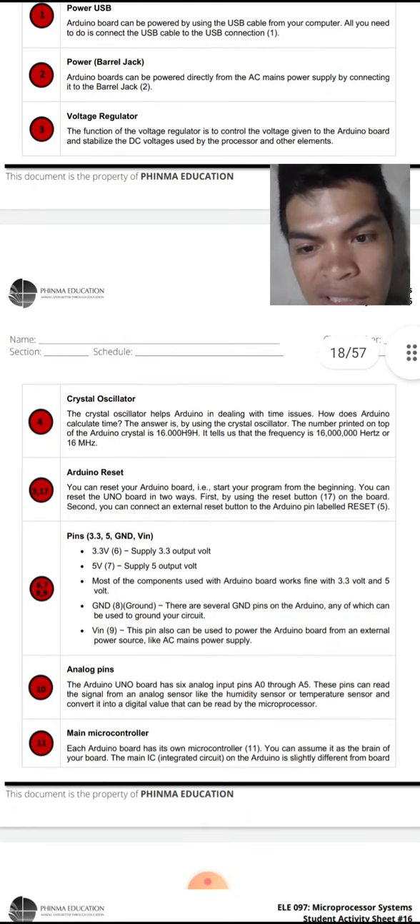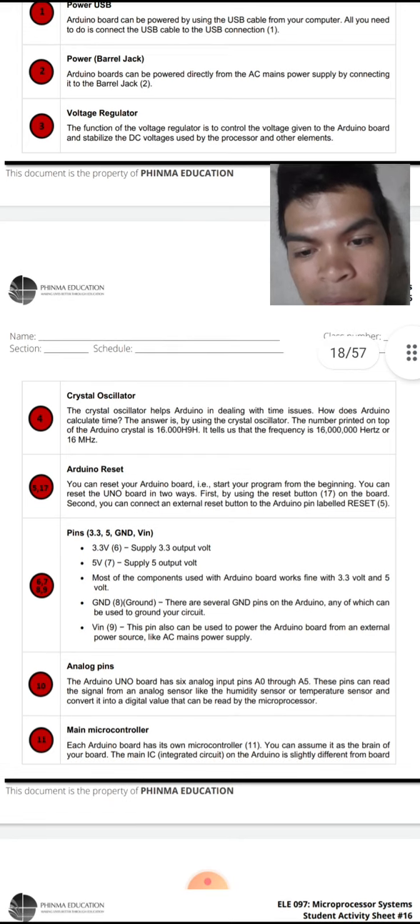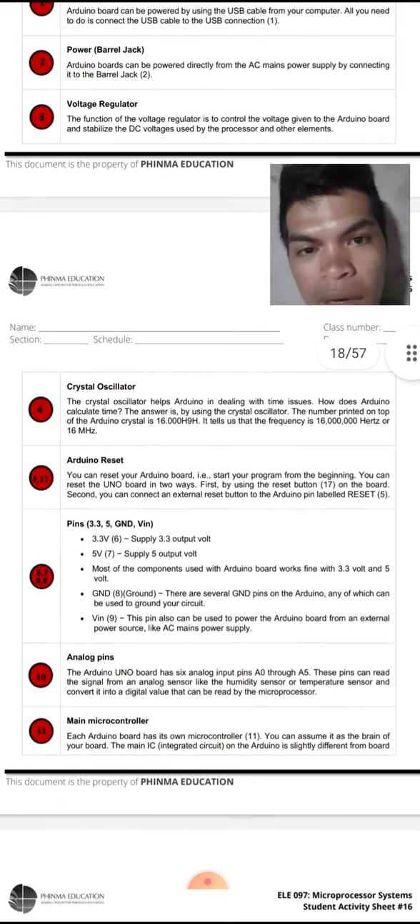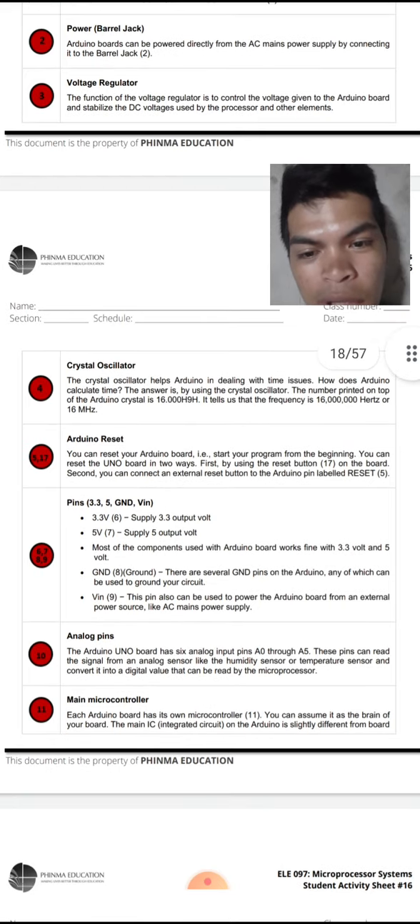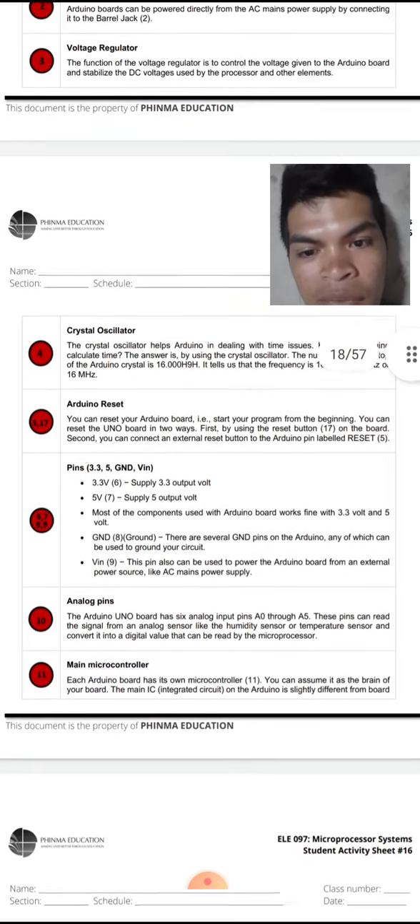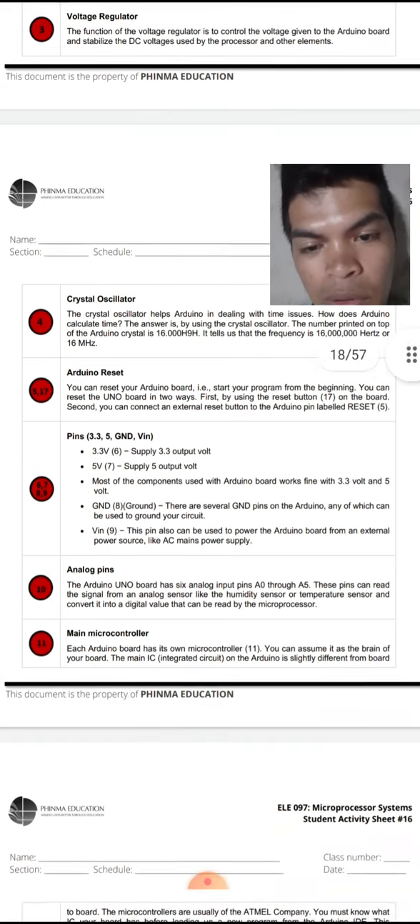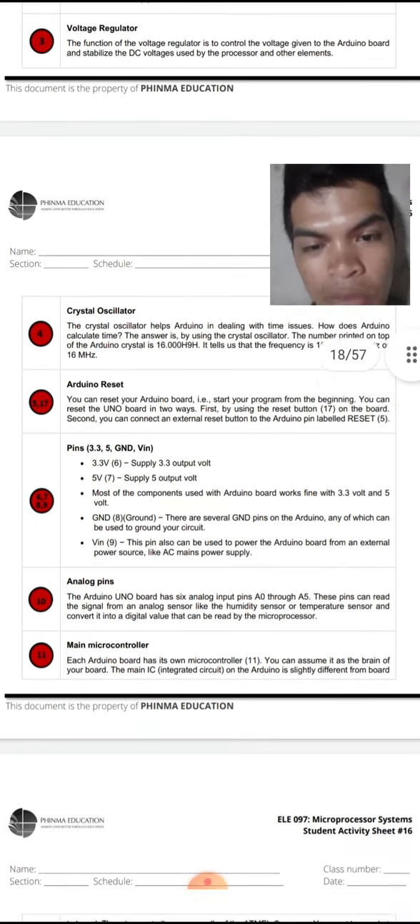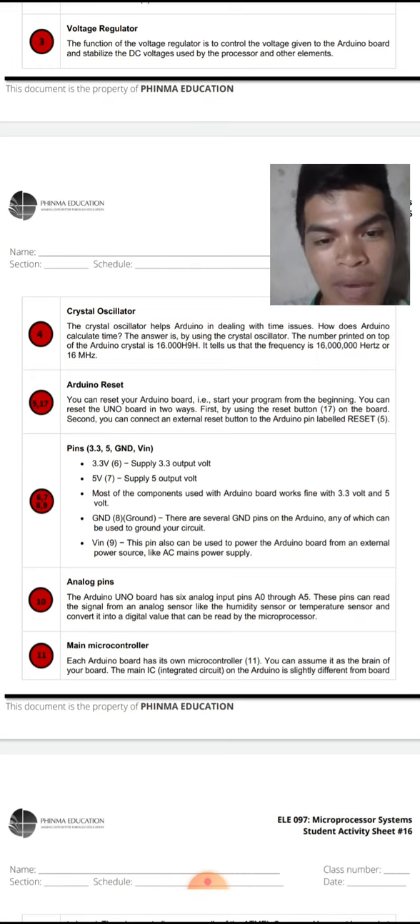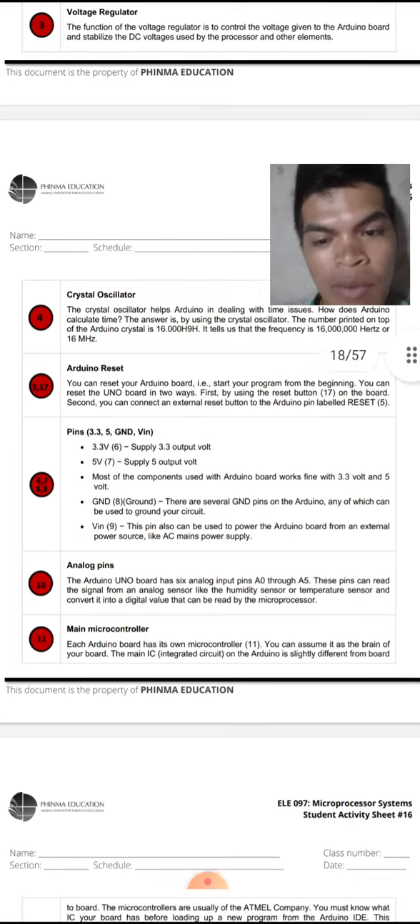6, 7, 8, 9. We have pins 3.3, 5, GND and VIN. 3.3 volt or number 6 supplies 3.3 output volt. That's number 6. That's part of 6, 7, 8, and 9. 5 volt supplies 5 output volt. Most of the components used with Arduino board work fine with 3.3 volt and 5 volt. GND.